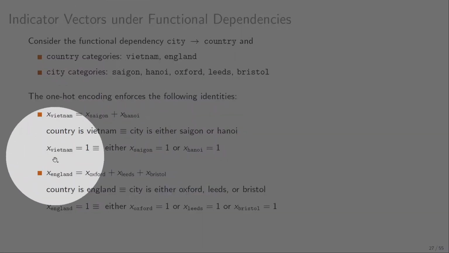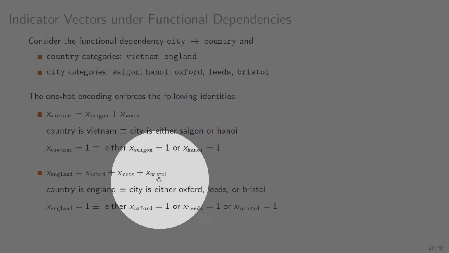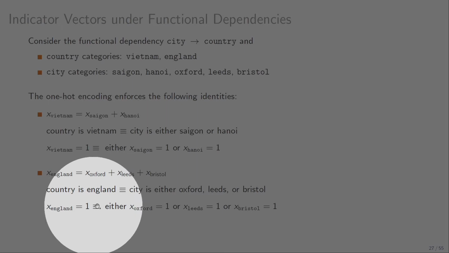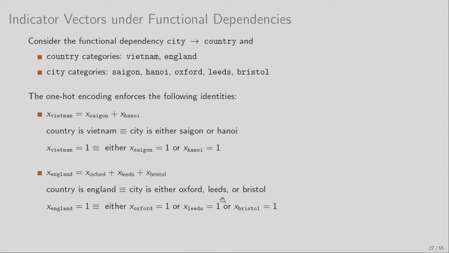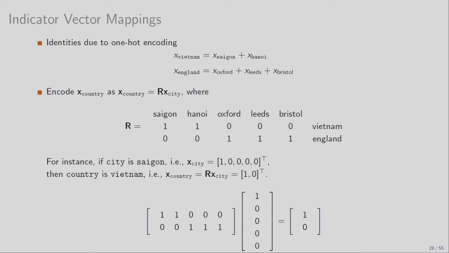Now, for England, it's similar, but now we have Oxford, Leeds, and Bristol, and England is 1 when exactly one of those is 1. Oxford is 1, Leeds is 1, or Bristol is 1. Okay? How can you take advantage of this?